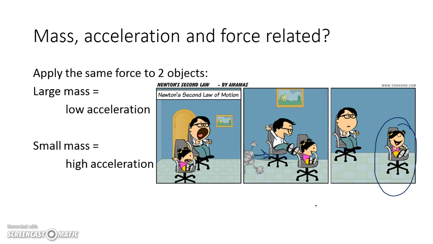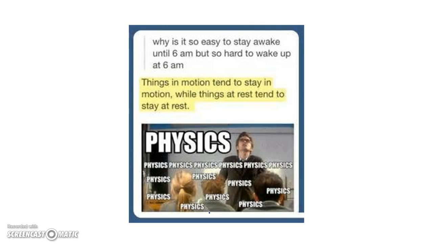All right, let's think about it in another way. What if we had a difference in force, but we had the same mass? Well, if we had this little girl here and we pushed her with a small amount of force, she would just go a little ways. The same girl, if we pushed her with a large amount of force, she would go a lot further. So they are related.